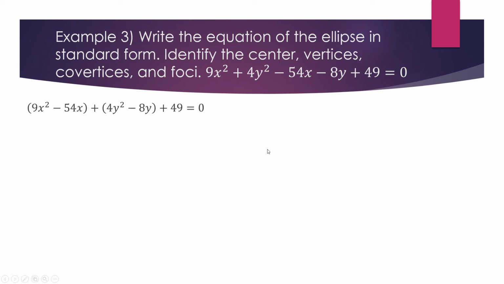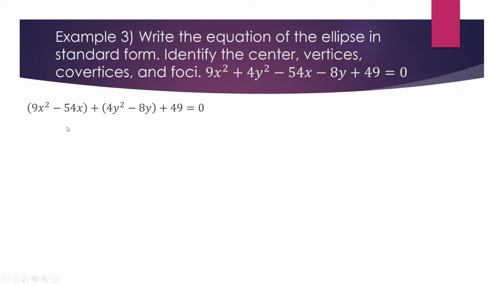All right, first thing I'm going to do is group both of the x terms in one set of parentheses and both of the y terms in a second set of parentheses. So in my first set, we have the 9x squared minus 54x. In my second set of parentheses, the 4y squared minus 8y, and then kick that 49 outside of the parentheses, is equal to 0. With an ellipse, to get it into standard form, we actually get to use completing the square twice. I know you're all so happy right now, right?